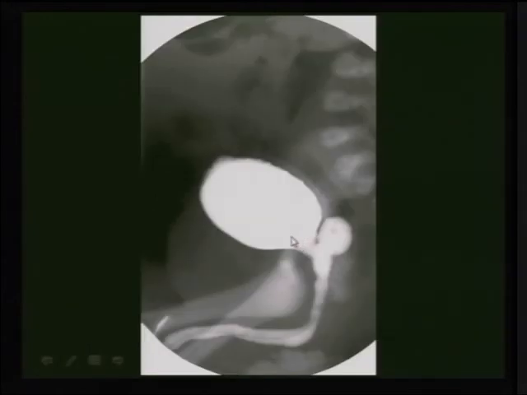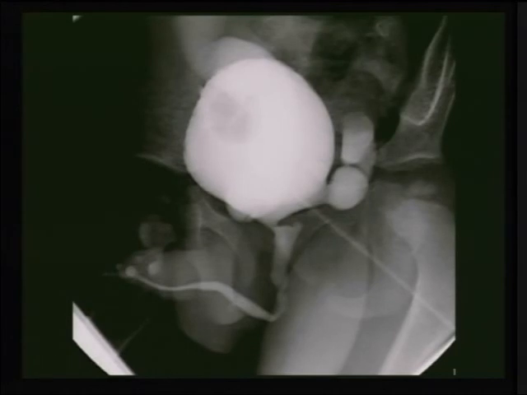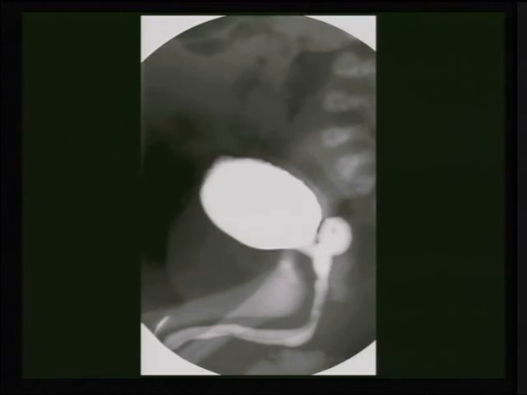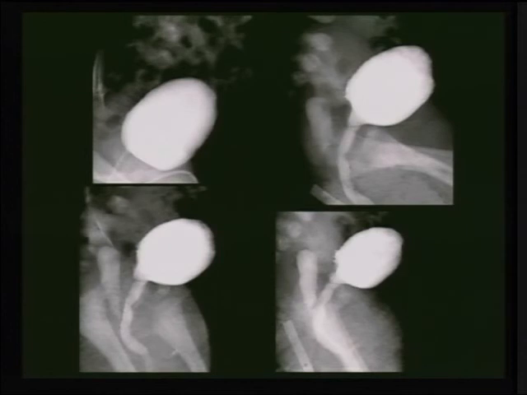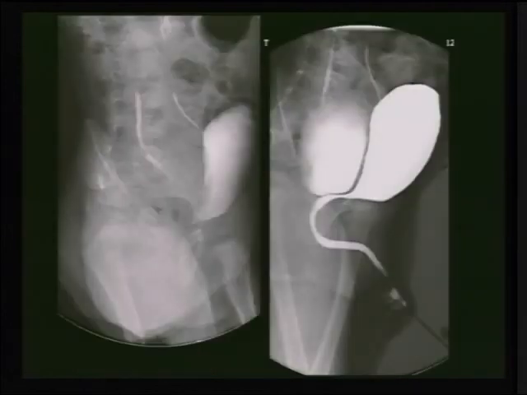If we look at this image and look at the posterior urethra, you see that there is something in the back, which is a tiny prostatic utricle. This is an example of a bigger prostatic utricle. And this is a bigger example of a prostatic utricle. And this is a giant prostatic utricle sitting behind the urinary bladder.